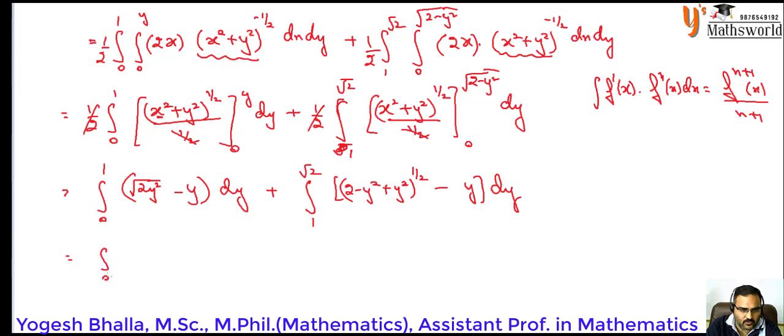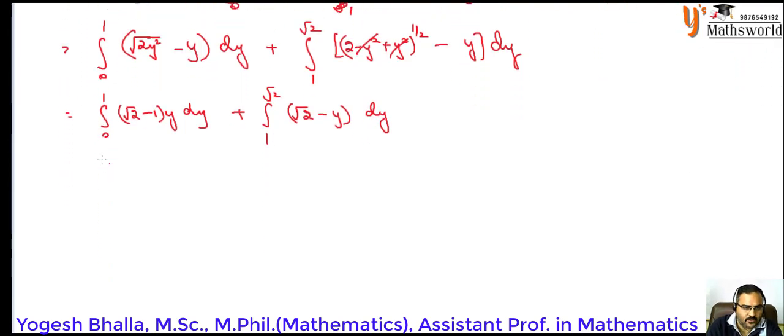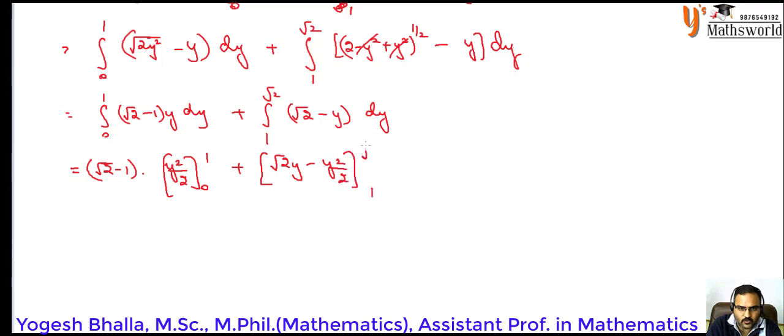So it will be 0 to 1, root 2 common, minus 1 into y dy. Here we get minus y square plus y square cancel, so we get root of 2 again, so plus 1 to root 2, root of 2 minus y, dy over there. Now integrating both of the terms, since root 2 minus 1 is a constant, I don't integrate it, so integral of y will be y square by 2 within the limit 0 to 1. Here we have root of 2, that means root 2 y minus the integral of y, which is y square by 2, within the limit 1 to root 2.